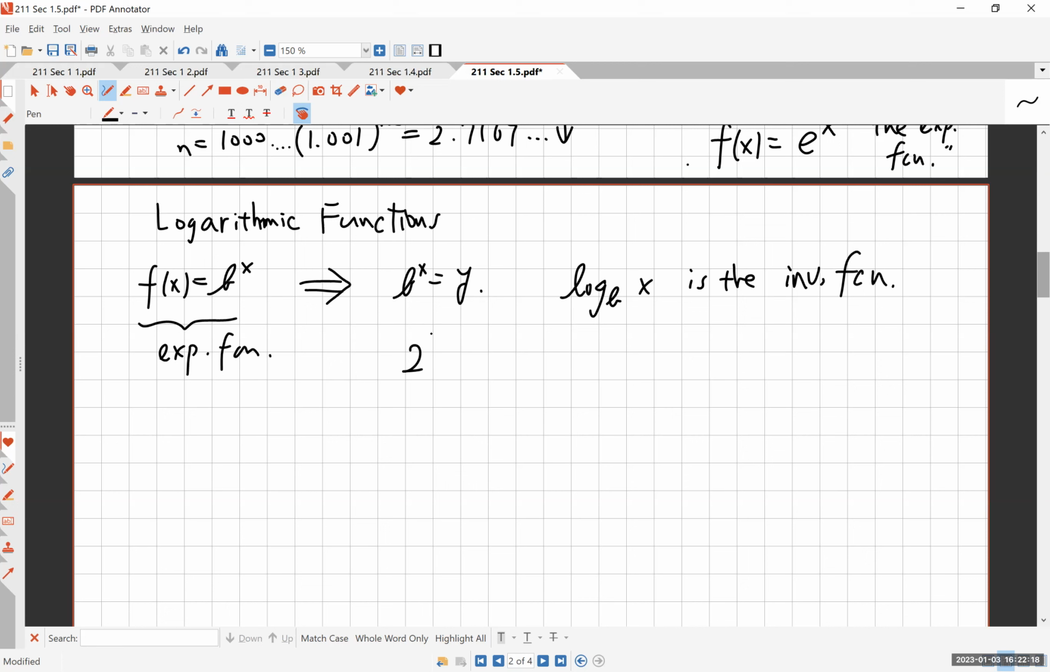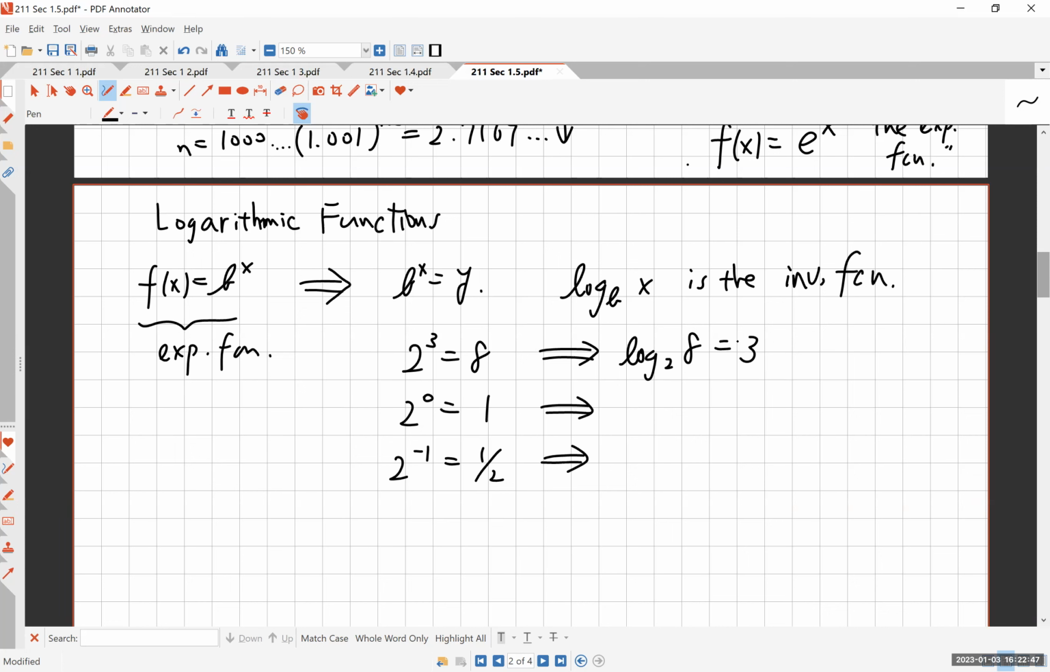All right, so let me just go ahead and write something here. 2 to the third power is 8. 2 to the 0th power is 1. 2 to the negative 1 is 1/2, right? So these are exponential expressions. For each expression involving an exponent, you can write an equivalent logarithmic expression. So here you can say log base 2 of 8 is 3. And you say, what?